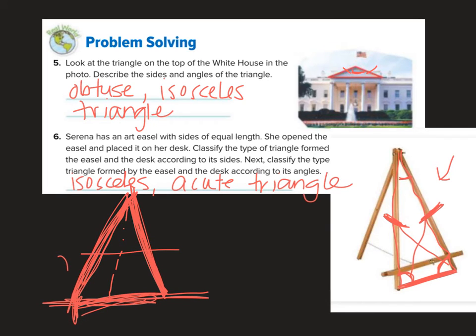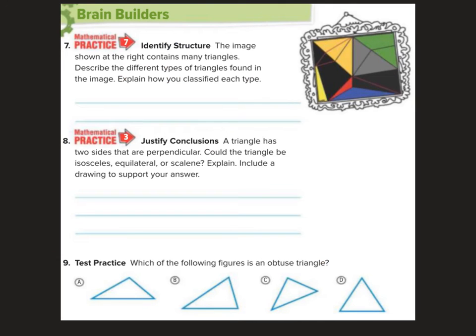All right, the last problem on the next page. Looks like we have 3 problems. Number 7, identify structure. The image shown at the right contains many triangles. Yes, it does. Describe the different types of triangles found in the image. Explain how you classified each type. Seriously? We're supposed to classify all of them? Okay, let's start with this little yellow triangle right here. Describe how you classified, on 2 lines.